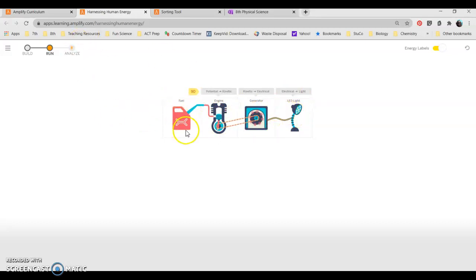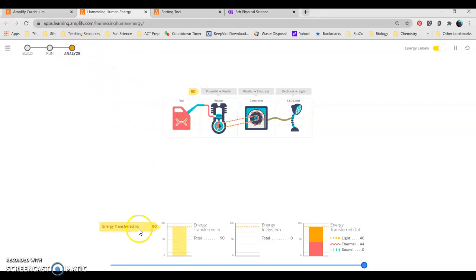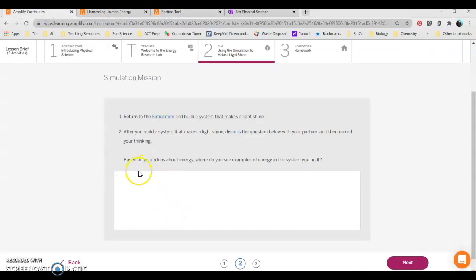Looks like we ran out of fuel. Then you can click analyze and see how we transferred energy in, how much energy was left in the system afterward, and the energy that we transferred out in the form of light and heat. So you are going to make a different system that makes the light run. You cannot use the fuel, the generator, and the engine. So go ahead, take a second, pause the video, answer this question, and then hit next.